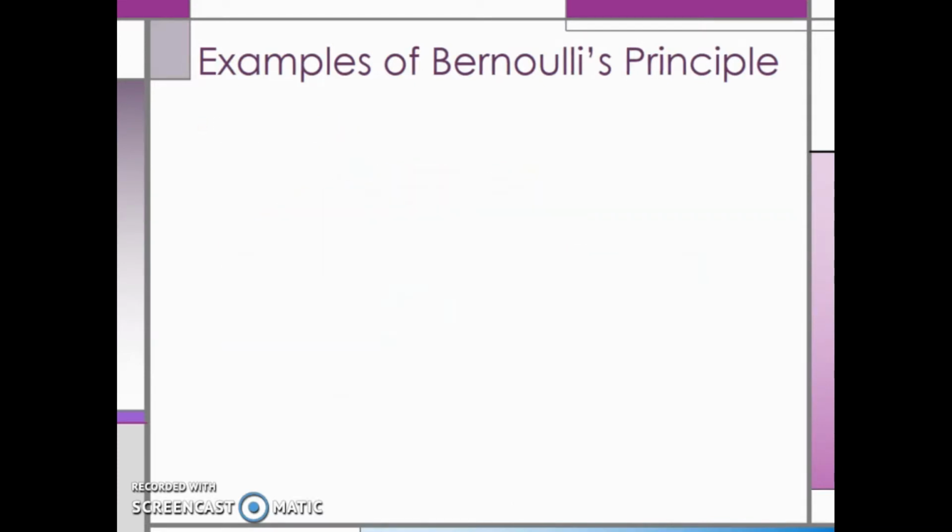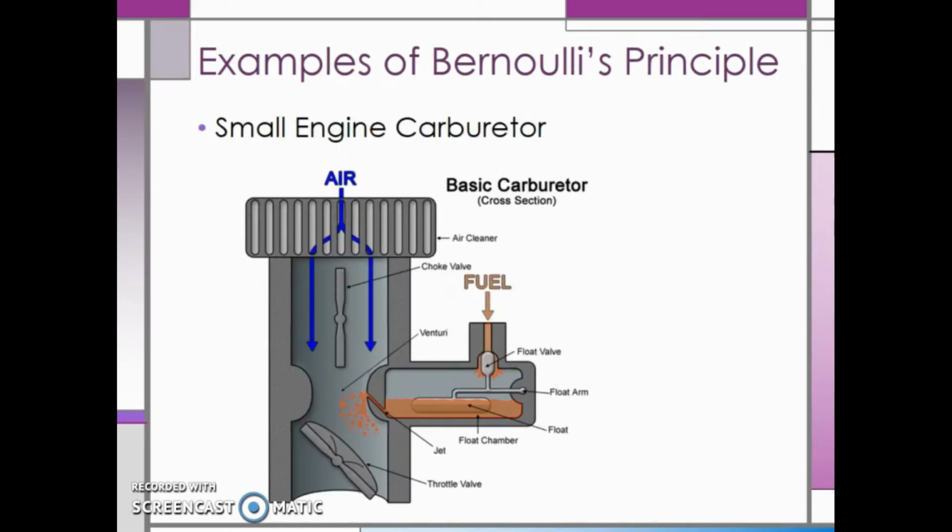One last example of Bernoulli's principle is a small engine carburetor. The butterfly valve or the throttle valve is the throttle plate. The throttle plate controls engine speed. You open it to increase your engine speed or load and close it to decrease the engine speed or load.